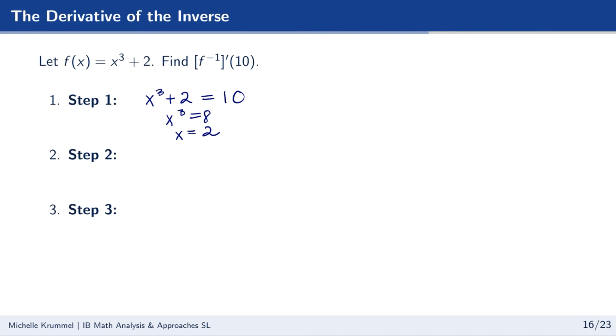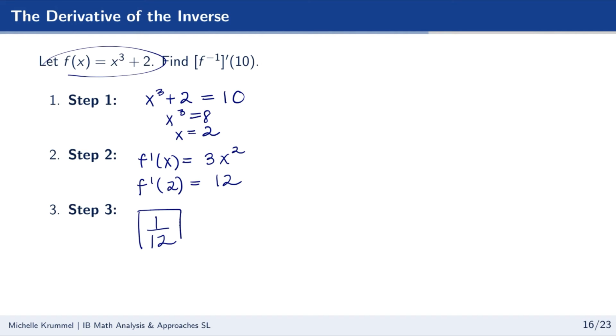We take that solution and we substitute it into f prime. F prime of x is the derivative of f of x, so 3x squared, and we find f prime of 2. We get 3 times 4 is 12, and then step 3, take the reciprocal. So the answer is 1/12.